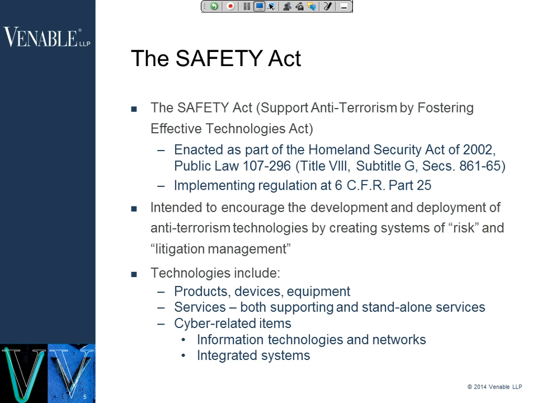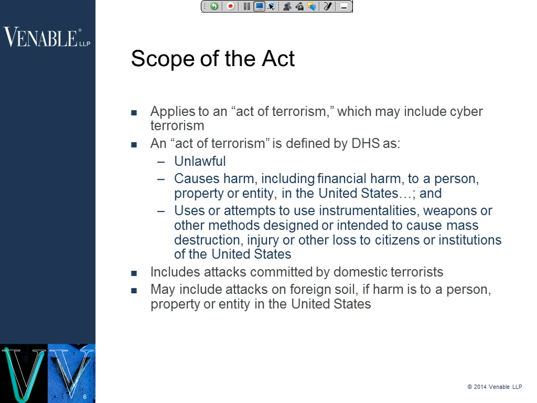So what does the Safety Act do? We've talked a little bit about anti-terrorism. So the scope of the act is that it applies to an act of terrorism, which may include cyber terrorism. An act of terrorism is defined by DHS as having three parts. It's unlawful, it causes harm, and that harm can include financial harm, and that harm needs to be to a person, property, entity within the United States, which does give some extraterritorial application because oftentimes persons, property, entities of the United States are abroad, but the harm is exacted against that entity, and that entity is of the United States.